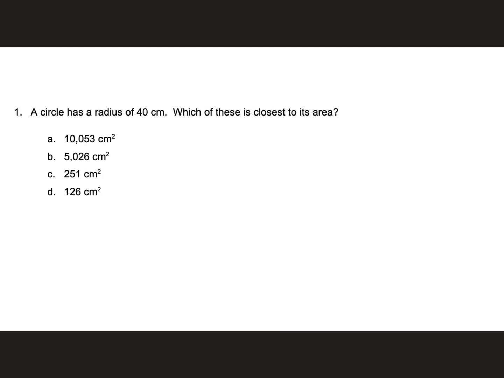Okay, this first question says, a circle has a radius of 40 centimeters. Which of these is closest to its area? So here I'm asking if you know the formula for area of a circle. Now, area is equal to pi times the radius squared. And in this case, I don't need to actually find the exact solution to this. I need to find which one is the closest one to it.